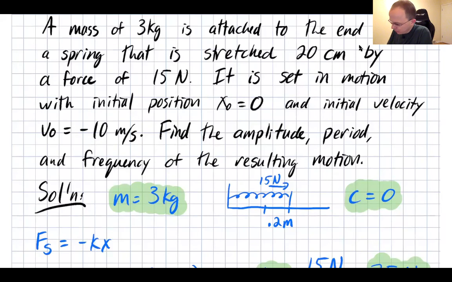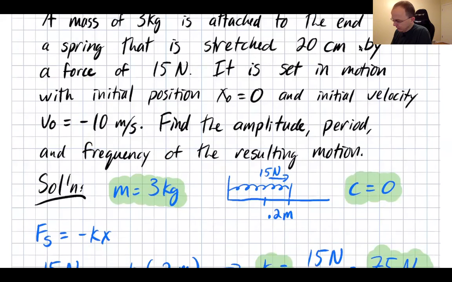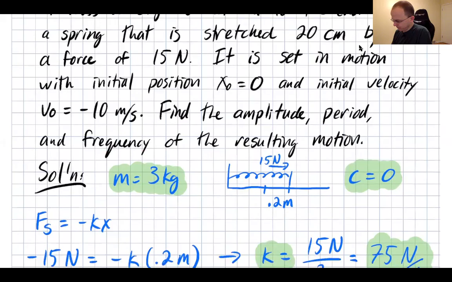So x naught is 0, that's its initial position, and then it's set in motion with an initial velocity of minus 10 meters per second. So that'll be giving it a push to the left at this velocity, 10 meters per second to the left. All right, so we'll find the amplitude, the period, and then the frequency of the resulting motion.